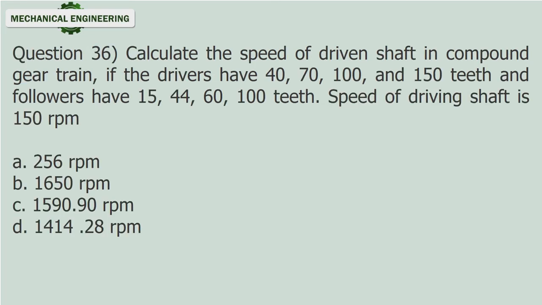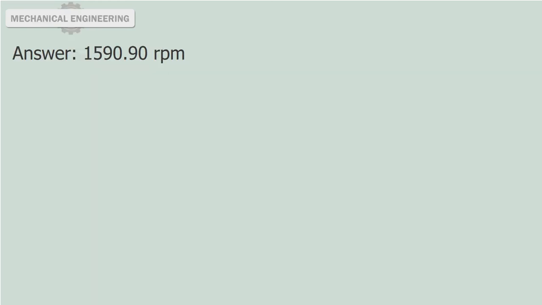Question 36. Calculate the speed of driven shaft in compound gear train if the drivers have 40, 70, 100, and 150 teeth and followers have 15, 44, 60, 100 teeth. Speed of driving shaft is 150 revolutions per minute. A. 256 revolutions per minute. B. 1650 revolutions per minute. C. 1590.90 revolutions per minute. D. 1414.28 revolutions per minute. Answer: 1590.90 RPMs.